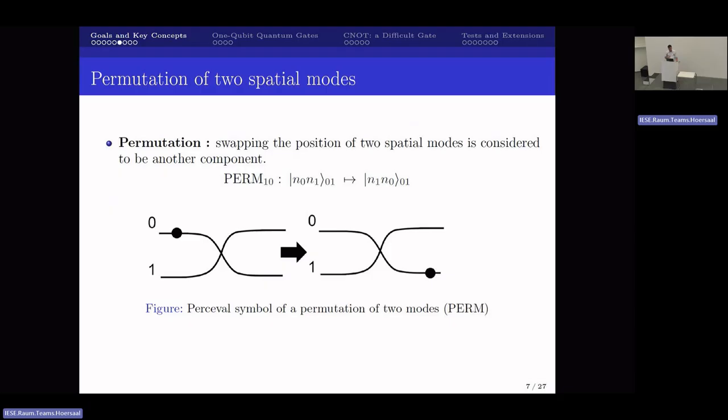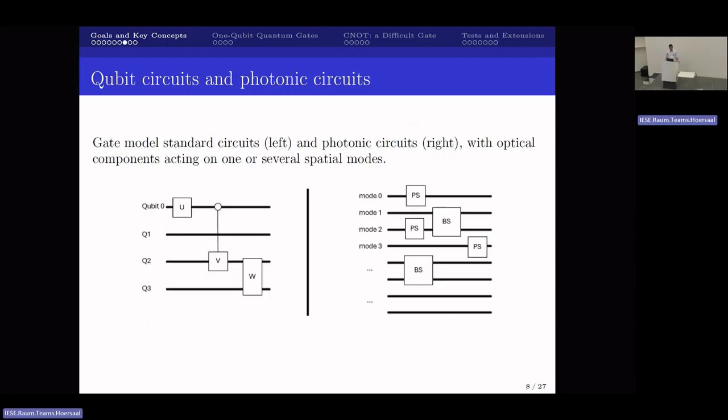So you had n0 photons on mode 0 and n1 photons on mode 1. And then after the component, you will get n1 photons on mode 0 and n0 photons on mode 1. So here's a representation. I want to highlight the difference between qubit and photonic circuits. These are not to be confused with one another.